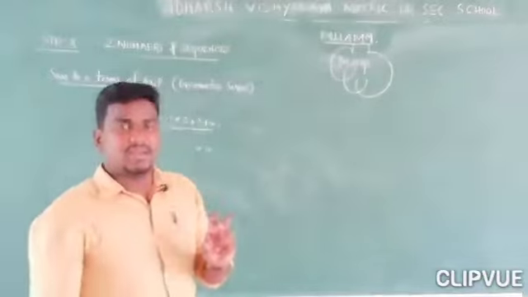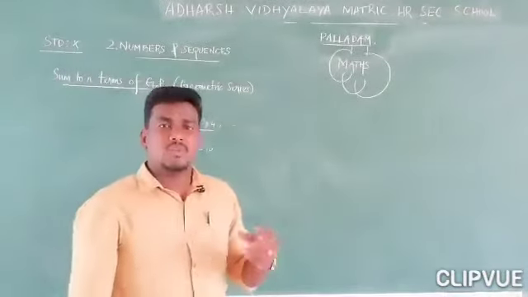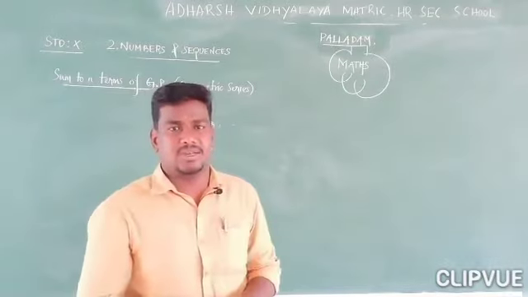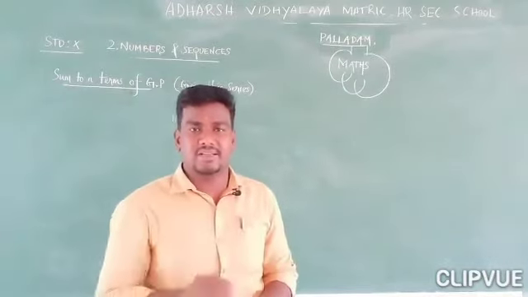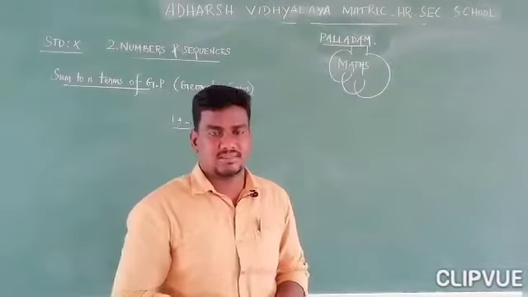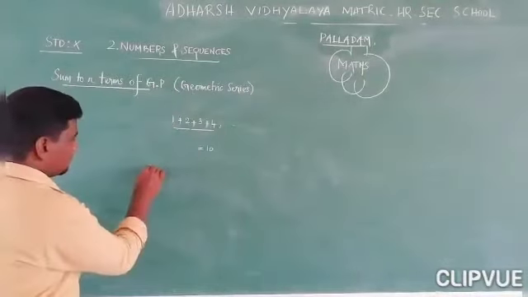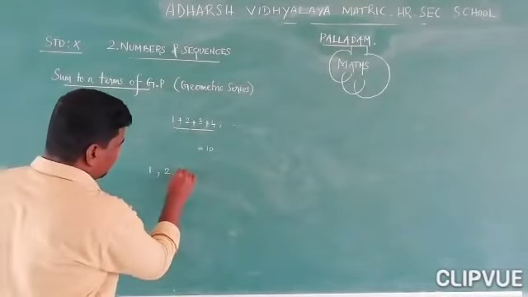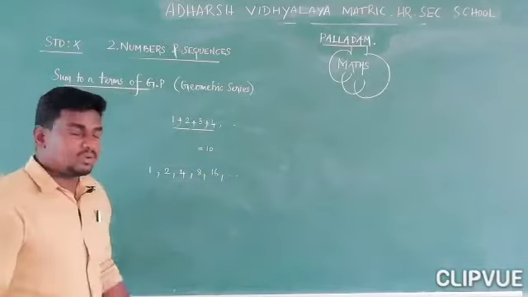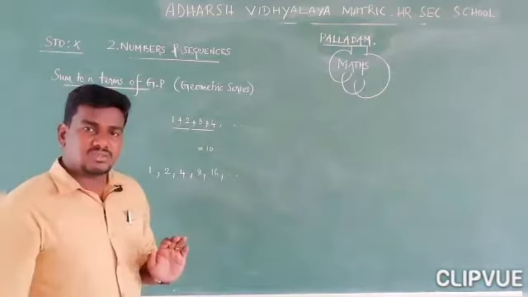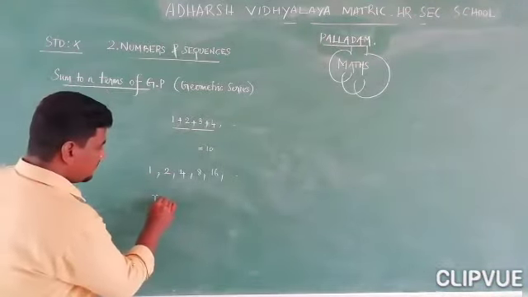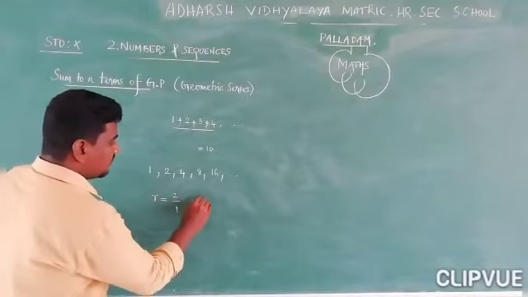So if the terms in a series form a geometric progression, it means their common ratios are the same, and that is called a geometric series. For example, 1, 2, 4, 8, 16 and so on. You know that here the common ratios are the same. The common ratio R is equal to 2 by 1, which is equal to 2.